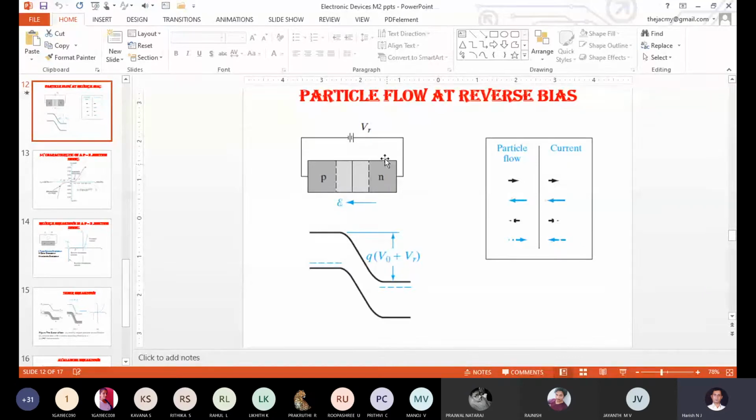Correct? When you bias this particular PN junction diode in the reverse mode, all the minority charge carriers start moving towards their original destiny. Correct? So moving towards the original destiny means what? What are the electrons here? That electron will move from P type to N type. P type to N type. Correct? So when the electron starts moving from P type to N type, what about the direction due to the minority charge carrier?